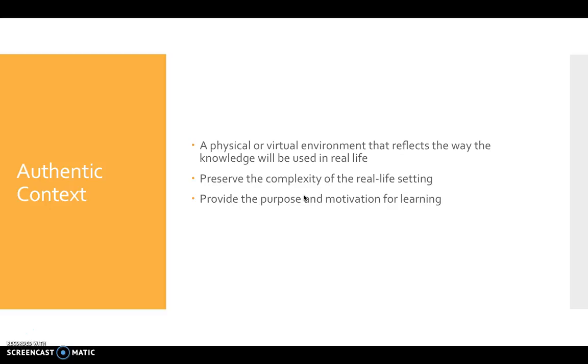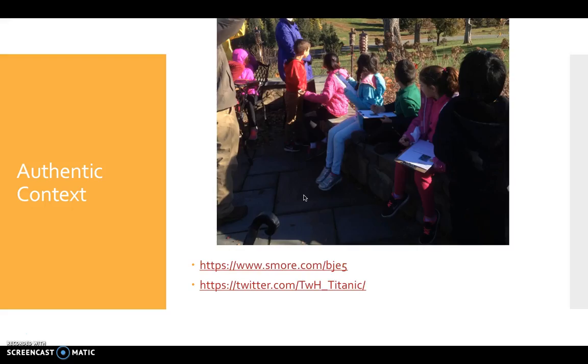So first, authentic learning has an authentic context, and that includes a physical or virtual environment that reflects the way the knowledge will be used in real life. In other words, we have to find some kind of environment or context that makes the learning authentic. And we also have to preserve the complexity of the real life setting. So there's some kind of real life setting that we're mimicking, and we try to preserve the complexity of that. Authentic contexts provide the purpose and motivation for learning. As an example of an authentic context, here is a field trip. That's a very authentic context, right?